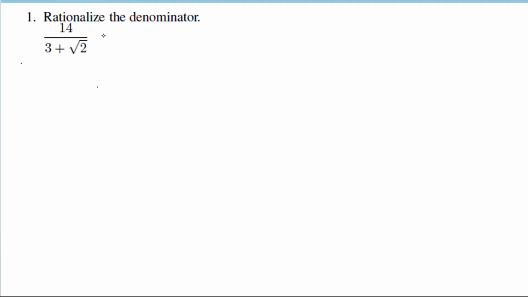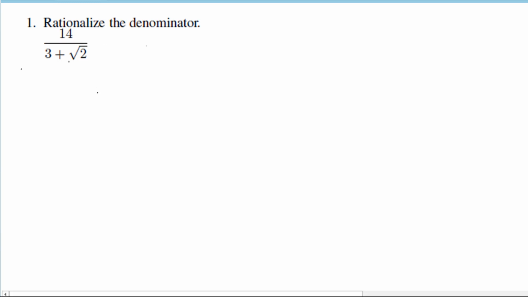Today's video is about placement test for college. Let's look at the number 1. Rationalize the denominator. We have 3 plus square root of 2 as denominator. We want to get rid of this square root of 2. So you have 3 plus square root of 2. We need to multiply by its conjugate, 3 minus the square root of 2.